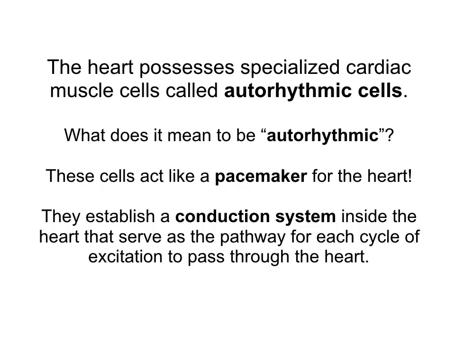Now, your heart possesses specialized cardiac muscle cells called autorhythmic cells. They only make up about 1% of all the cells in the heart. These specialized cells, if you think about their name, autorhythmic, it means that they are self-excitable. They will automatically excite themselves. And they will excite themselves in a rhythm. So they will repeatedly generate the action potentials that trigger your heart contraction.